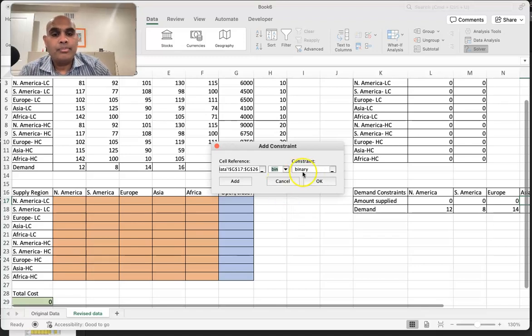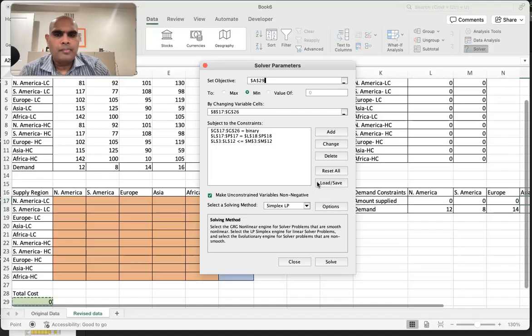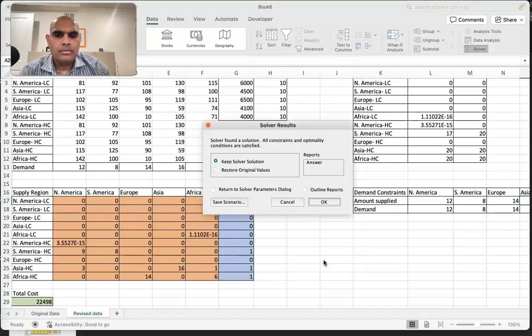You cannot just type binary, that won't work. You have to go here and choose bin in the middle. I'm going to click OK, right? And then finally, the only thing I have to do is click on solve, and there you go.